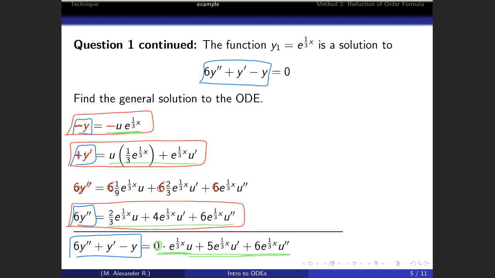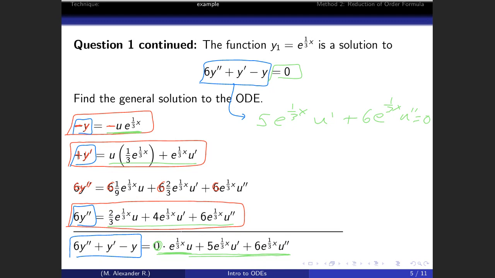All right, so what we have done is the following. We have said that this blue box that we have as a differential equation turns out to be the green information that we have. So this is 5e to the 1/3 x multiplied by u prime plus 6e to the 1/3 x u double prime. And we're going to make this equal to 0, because we are substituting things into the differential equation.